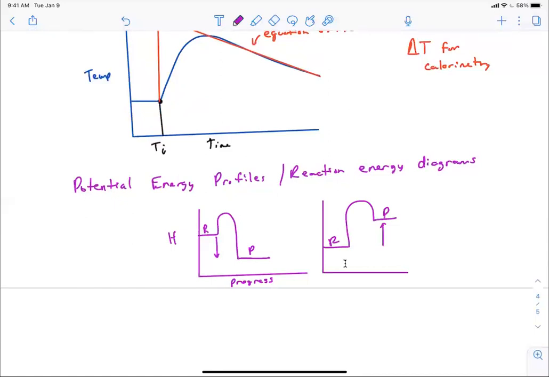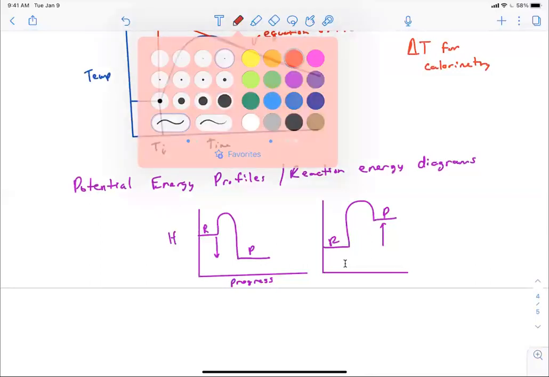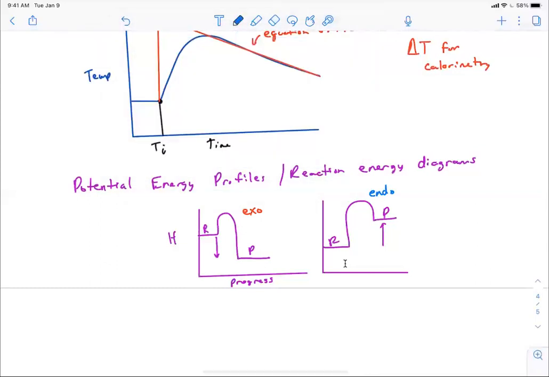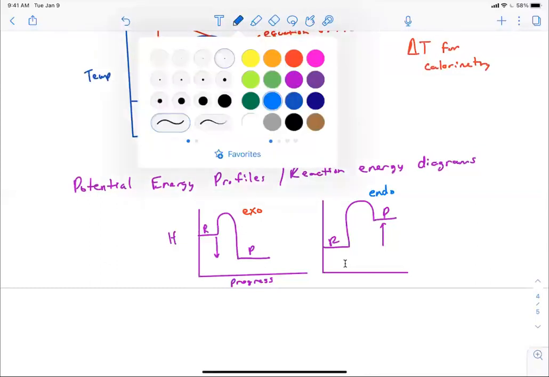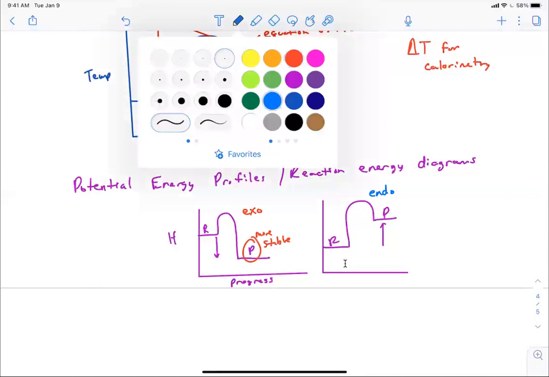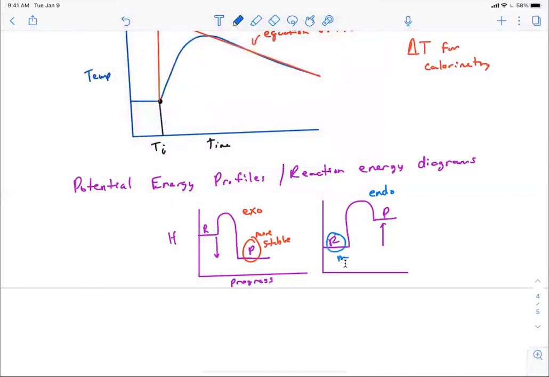The pathway does not matter. It is just the state of energy of the products and reactants, and whether it's exothermic or endothermic, this one being exo, this one being endo. And in this scenario, products are more stable because they have a lower enthalpy. And in this scenario, the reactants are more stable because they have the lower enthalpy in the reaction.